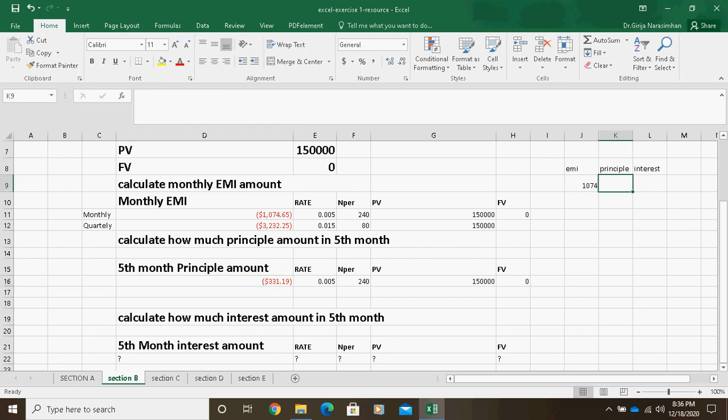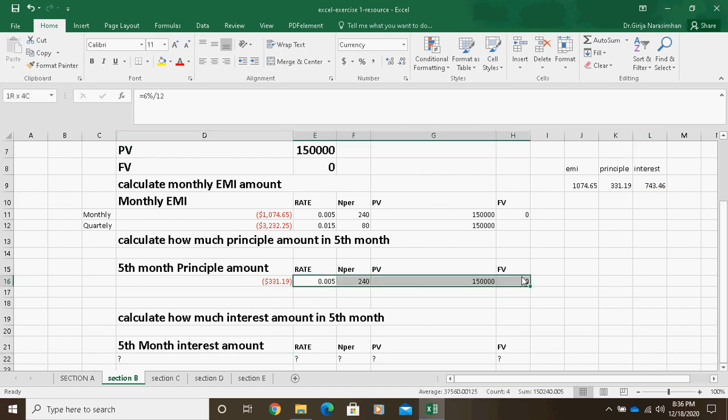That's all. Very good. This is my principal amount. So in the 1,074.65, they are taking 331.19 as principal. So what is my interest for that particular month? For rough calculation, what we generally do is this minus this is my interest. So 743.46 is my interest. How to calculate interest? Here you see.